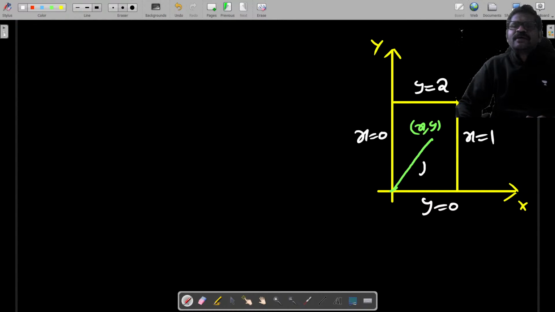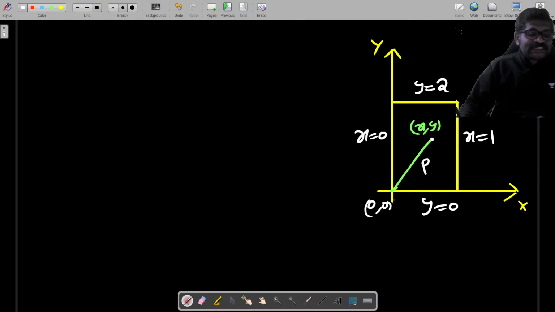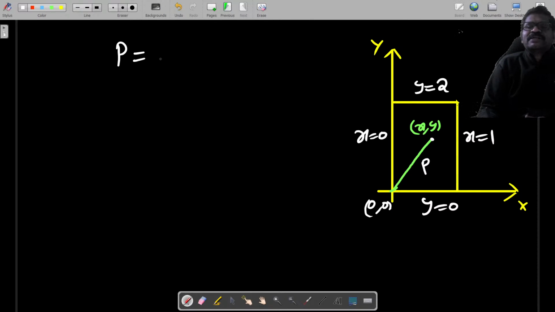The length of the position vector of the point. He has mentioned the length of the position vector of the point is P. Randomly, if you select any point x comma y, the length of the position vector of the point is P. So 0 comma 0 to x comma y, the distance is P. Length is nothing but the shortest distance between origin to the selected point.